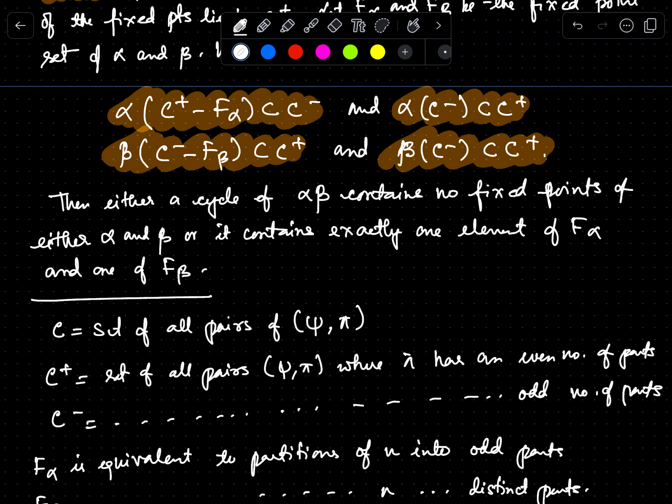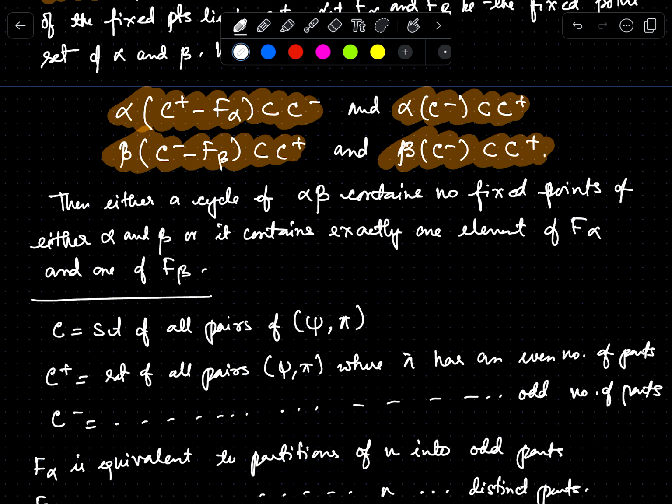Now F alpha consists of those pairs where pi is empty, so you take out all those, and then in C plus you have pairs where psi can be an ordinary partition, but it is not a partition into odd parts. So that means there exists some even part. What we are basically doing is taking that even part and putting it either into pi, which increases the number of parts in pi by 1, or removing it from pi and putting it into psi, which decreases the number of parts in pi. So in either case, the number of parts in pi is either decreased or increased by 1.